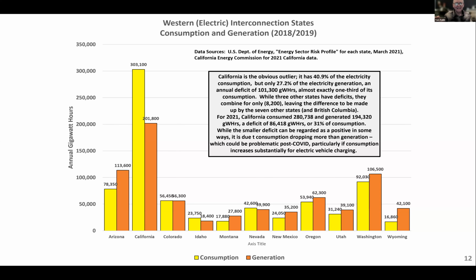There's a slight overage of consumption, but it's only a couple of percent. Now, what you see here is that California is obviously the big outlier. It's almost exactly 1/3 of our total consumption is taken from these other states, and a little bit from British Columbia. And that's very important, particularly as we talk about our mix.